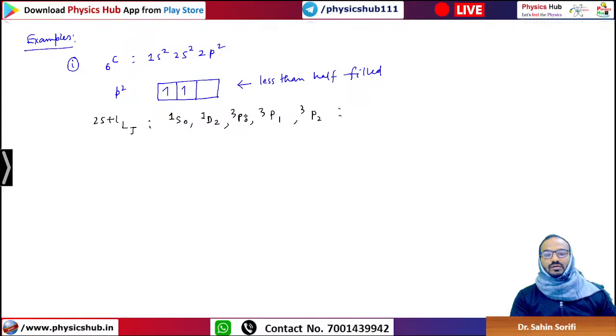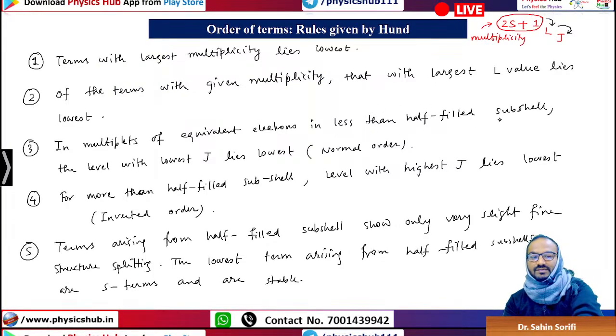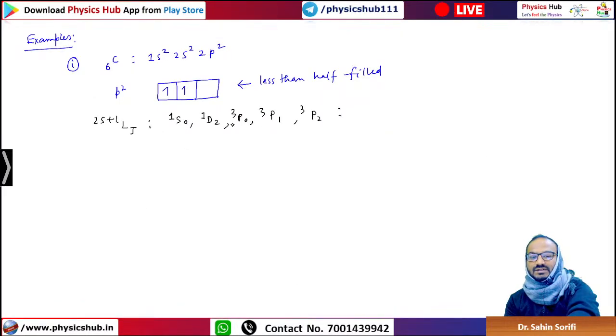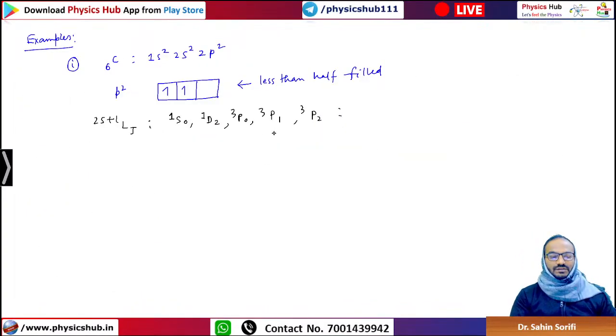Now their spin multiplicity is the same, and L values are the same. So what will be decided? It will be decided by J values, and from the J values you have to use this: less than half filled means the level with the lowest J will lie lowest. So out of these three levels, 3P0, 3P1, 3P2, which one is lowest? 3P0 is the lowest, and after that 3P1 will come, after that 3P2 will come.